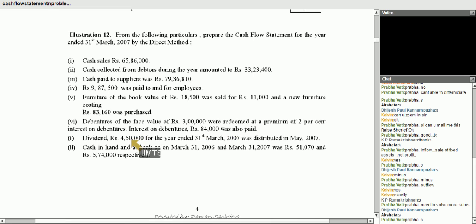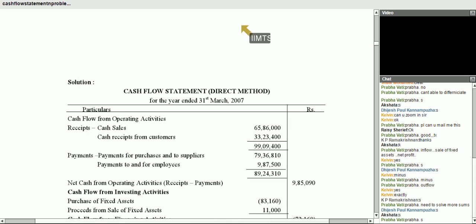Dividend of rupees 4,50,000 for the year ended on 31st March 2007 was distributed in May 2007. And last one, cash in hand and at bank as on March 31st 2006 and March 31st 2007 was rupees 51,070 and 5,74,000 respectively. Clear? So this is the information given. Now we have to prepare a cash flow statement.